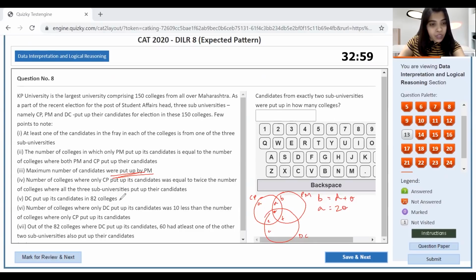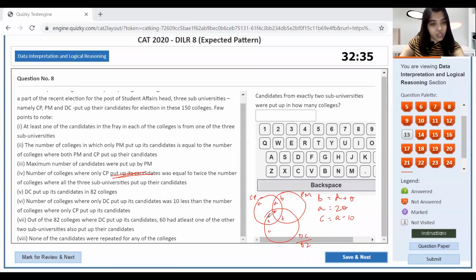Fine. DC is 82, so we have this figure, it's 82. The number of colleges where only DC put up its candidates, which is C, is equal to 10 less than the number of colleges where only CP, only CP is A, 10 less than CP, right? So out of the 82 colleges where DC put up its candidates, it's telling us that 60 had at least one of the other 2 sub-universities. So at least one of the 2 out of DC is this entire thing, E plus O plus F. So that means this entire thing is 60.